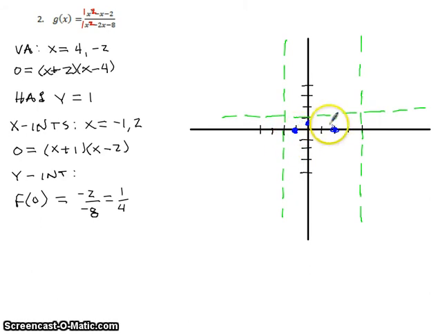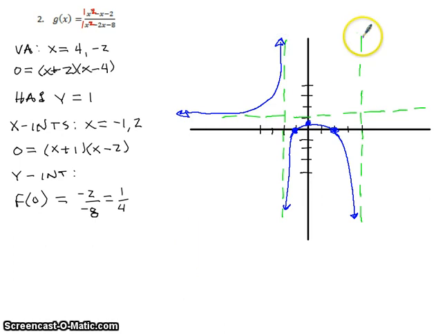First thing I'm going to do is go through my intercepts and approach my asymptotes, and we're going to see that split behavior, and we're going to go off to 1. As x goes to negative infinity, y goes to 1. As x goes to positive infinity, y goes to 1.